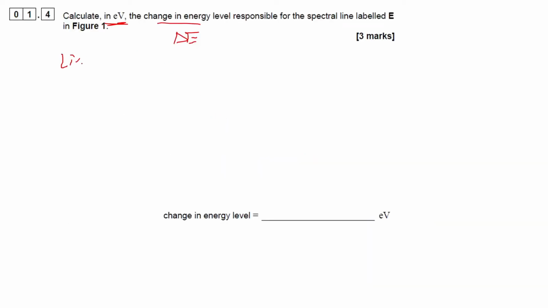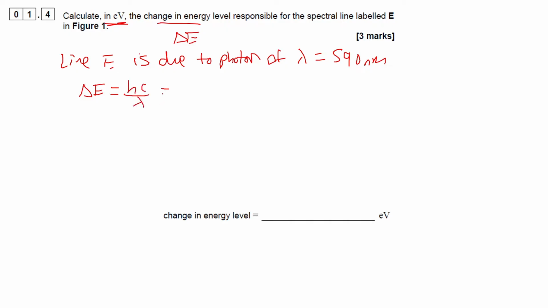So line E is due to a photon of wavelength 590 nanometers, which means I can use my energy of a photon equation, hc over lambda, to get the energy of the photon in joules. So when we do that, you can use your formula sheet to find hc values, divide it by 590 times 10 to the minus 9, making sure I've converted nanometers into meters, and you get an answer of roughly 3.37 times 10 to the minus 19. And this is in joules.